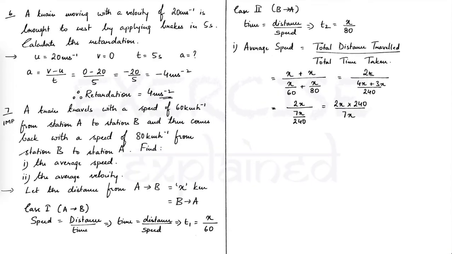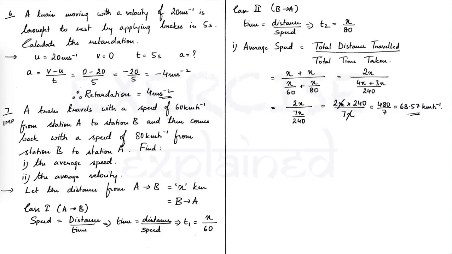Now this is of the form a by b divided by c by d, where we multiply the inverse of it. So 2x divided by 4x plus 3x is 7x divided by 240. Now 240 goes to the numerator because it is multiplied by the inverse. So 2x into 240 divided by 7x. x and x cancels. So we get it as 2 into 240 divided by 7. That happens to be 480 divided by 7, which is 68.57 kilometers per hour. So the average speed is 68.57 kilometers per hour.